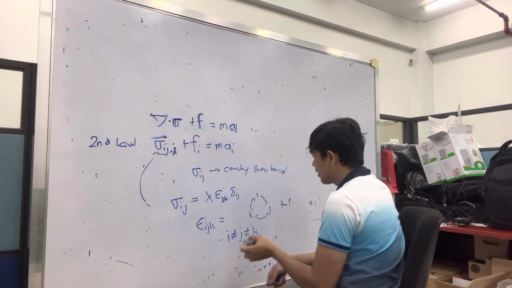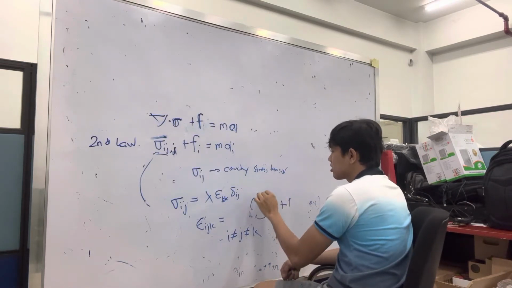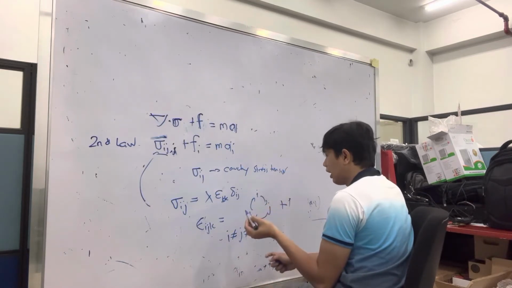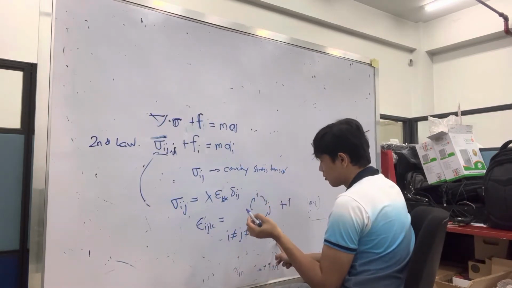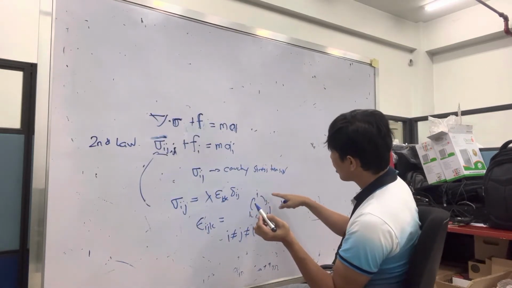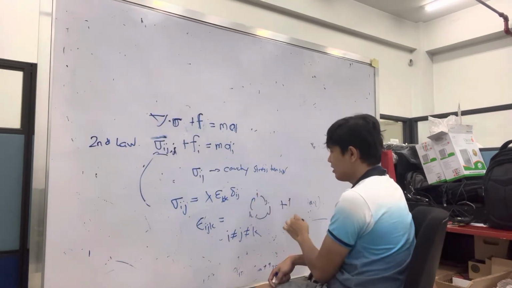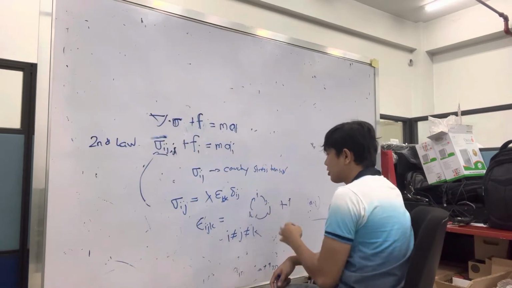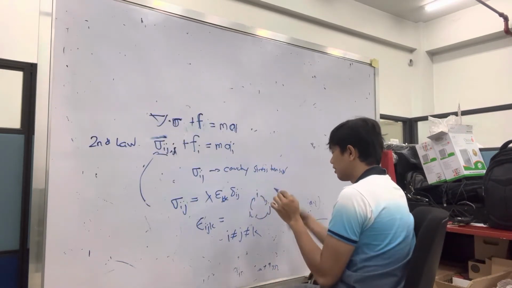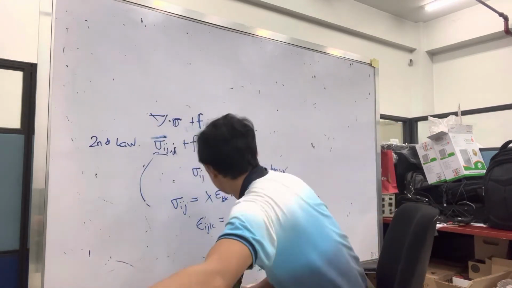Pero kung hindi na-violate, i-note mo yung rotation. Kung ganito yung pagkakaayos niya, positive. So alam mo, ijk, jki, kij, positive. Pero kung baliktad yung rotation niya, ikj, kji, jik, negative siya. So yun yung permutation symbol.